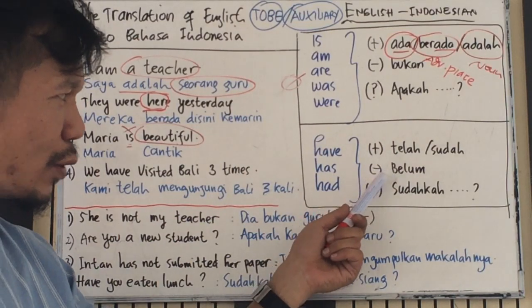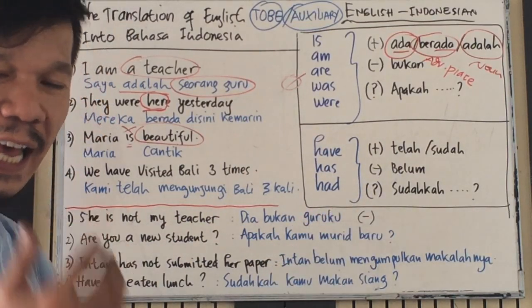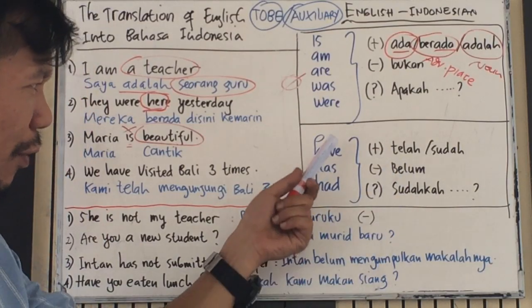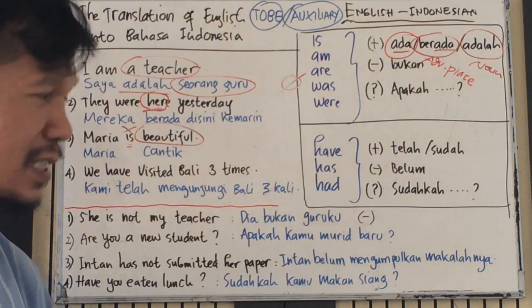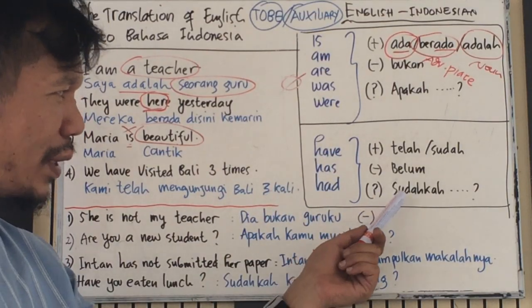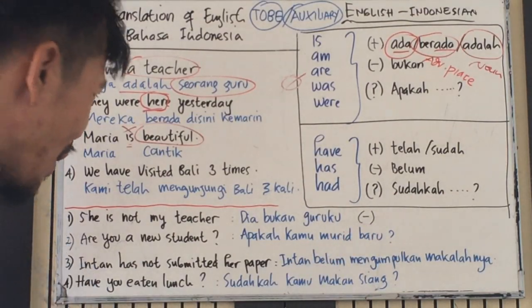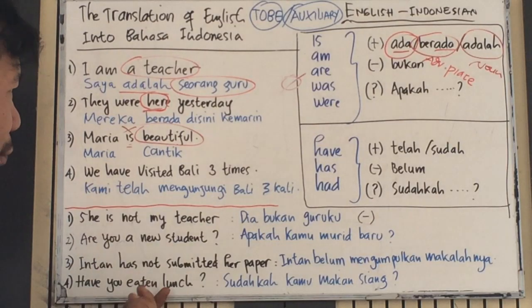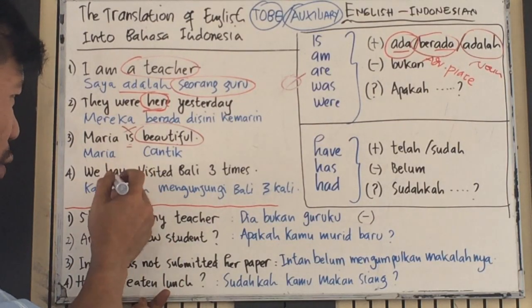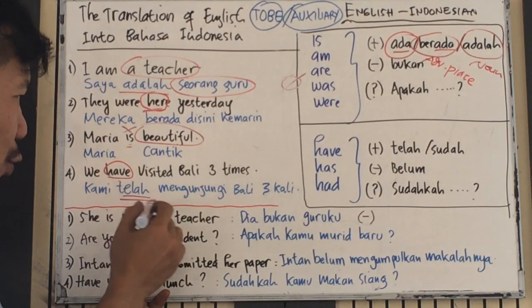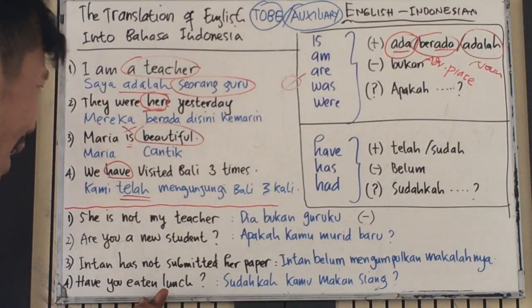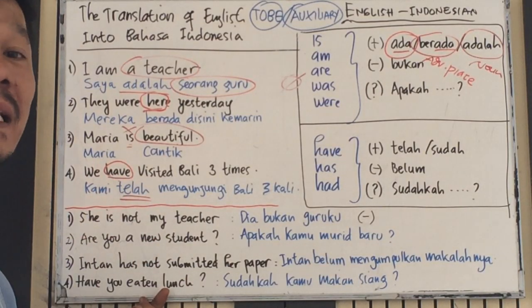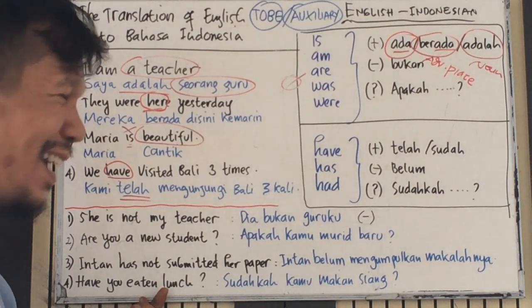And then in negative, have not, has not, had not, we translate into belum. But if we find have, has, had in front of the sentence, it means there is a question, so we translate into sudahkah. Okay, so I make you an example. We have visited Bali three times. So have here we translate into telah or sudah. Kami telah mengunjungi Bali 3 kali, or kami sudah mengunjungi Bali 3 kali.